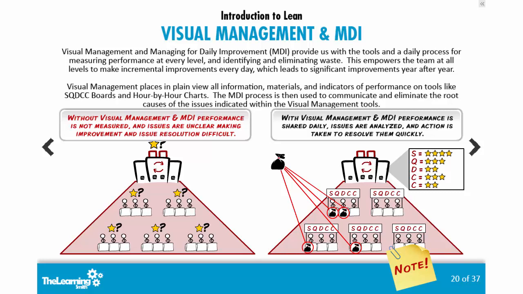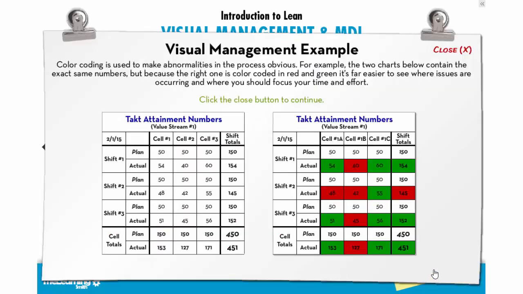Visual management places in plain view all information, materials, and indicators of performance on tools like SQDCC boards and hour-by-hour charts. The MDI process is then used to communicate and eliminate the root causes of the issues indicated within the visual management tools. Without visual management and MDI, performance is not measured and issues are unclear, making improvement and issue resolution difficult. With visual management and MDI, performance is shared daily, issues are analyzed, and action is taken to resolve them quickly. Color coding is used to make abnormalities in the process obvious.